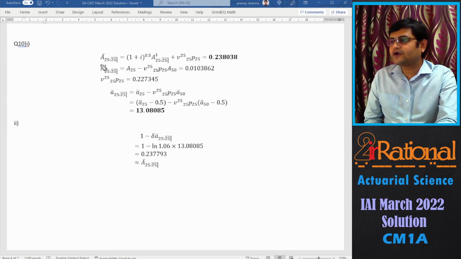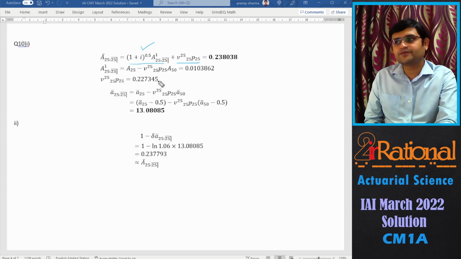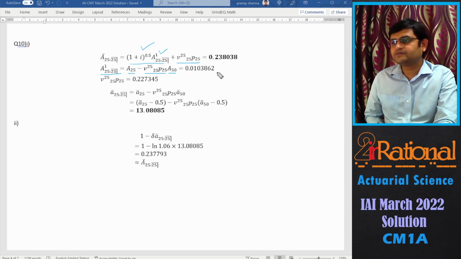So for the first part, our Ā₂₅:₂₅ is an endowment value. Because it is payable immediately on death, we will calculate the death benefit separately and the maturity benefit separately. So a term assurance value taken directly from the table book. So we will have A₂₅ minus v^25 times ₂₅p₂₅ times A₅₀, and v^25 ₂₅p₂₅ calculated. Now this will be used also here.